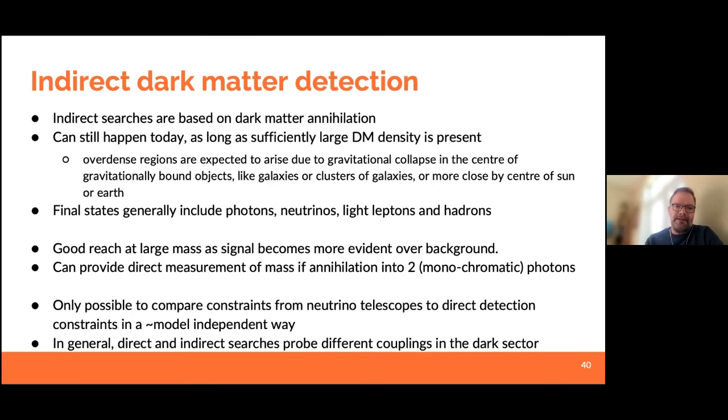In order to compare to the constraints from direct detection that I just covered, where we also have some mechanisms to map them onto the collider searches, you can only compare the constraints from neutrino telescopes in a model independent way. Because in general, direct and indirect searches probe different couplings in the dark sector.